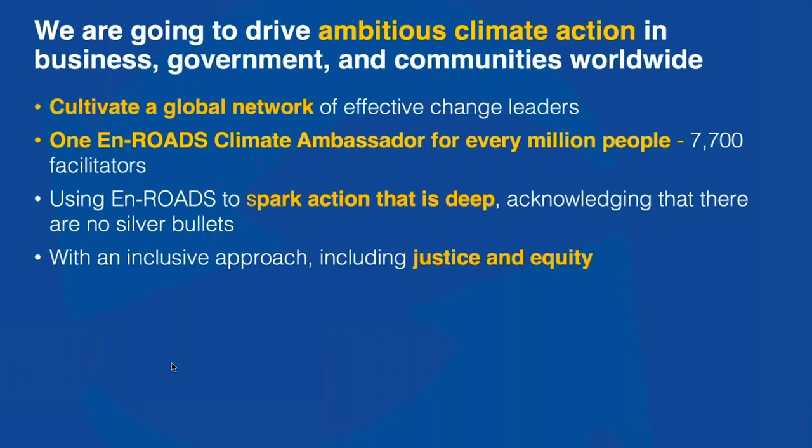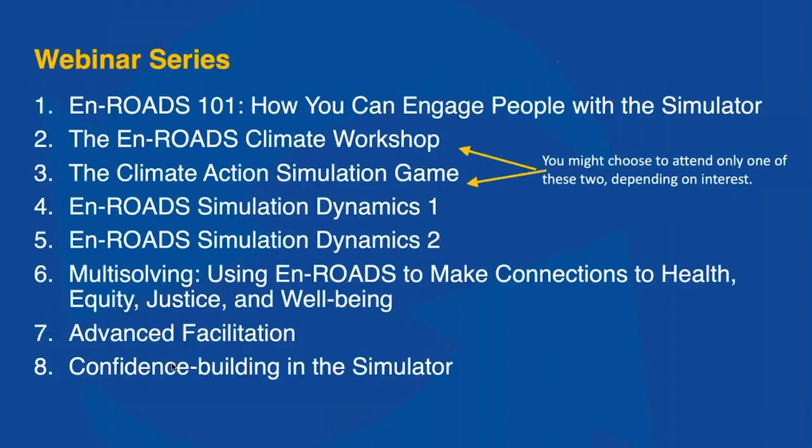So overall, what we're doing is we're trying as an organization to cultivate ambitious climate action with this community of climate ambassadors. We want you to be part of our 7,700 people around the world. That's 1 in a million humans. There are 7.7 billion people on Earth. We want to have 1 in a million, that's 7,700 of those people engaging others using these tools with an inclusive approach, including equity and justice.